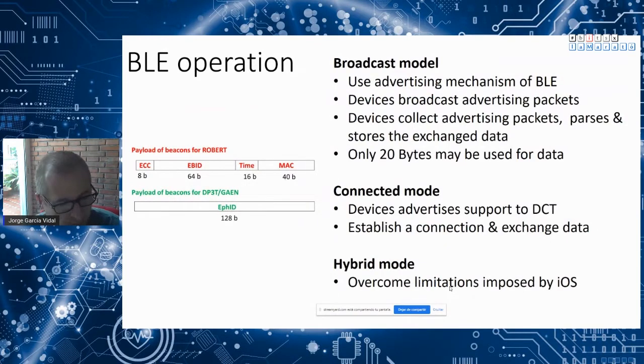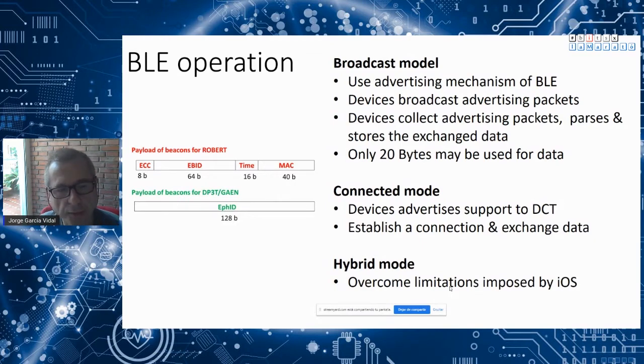Let's review a bit the different aspects or different parts of the system. One is the Bluetooth Low Energy. Bluetooth Low Energy, in this case, can work in two different modes. I can use a broadcast mode, meaning that the Bluetooth Low Energy uses the advertising mechanisms for sending information.